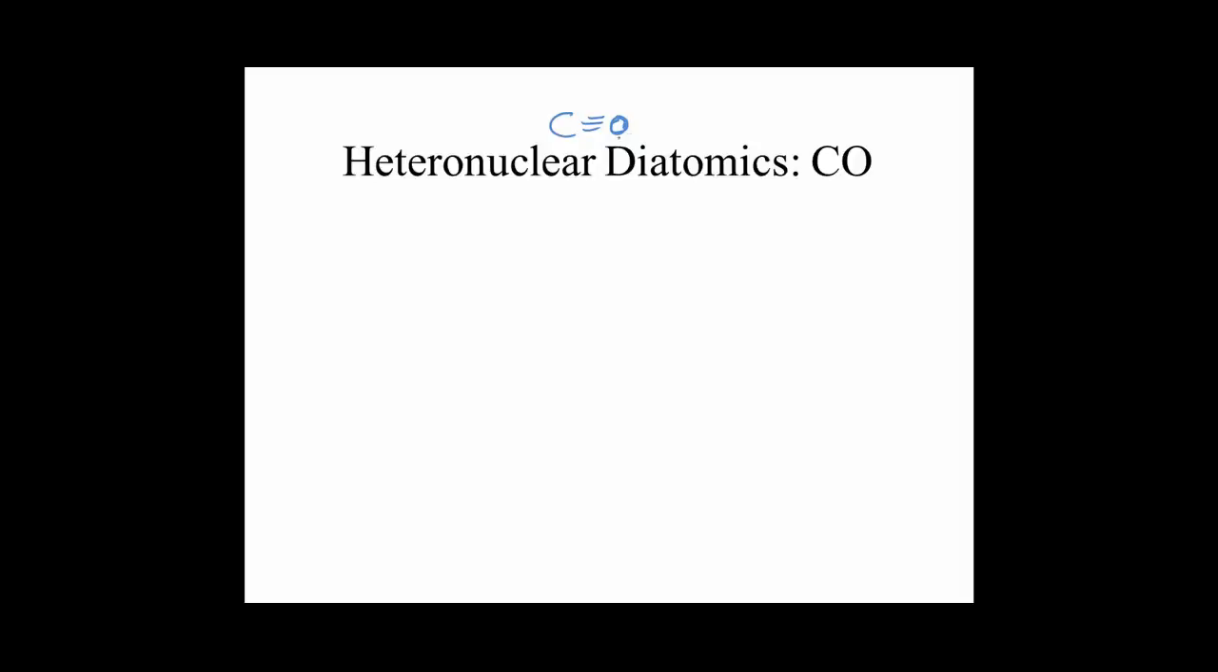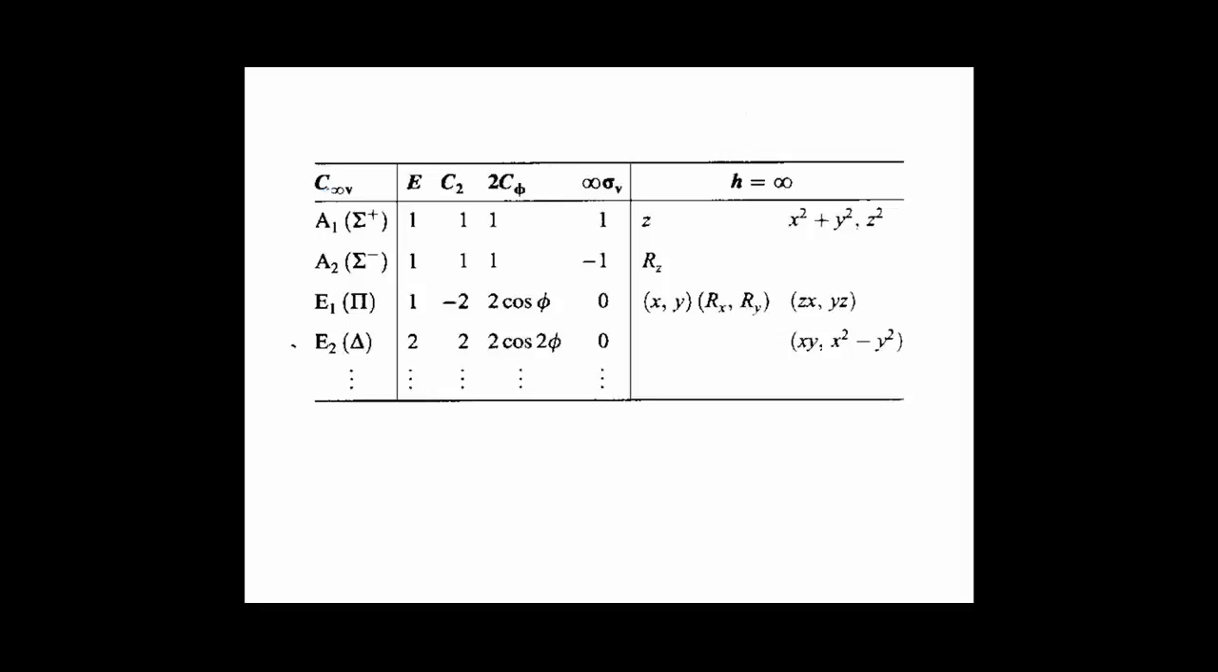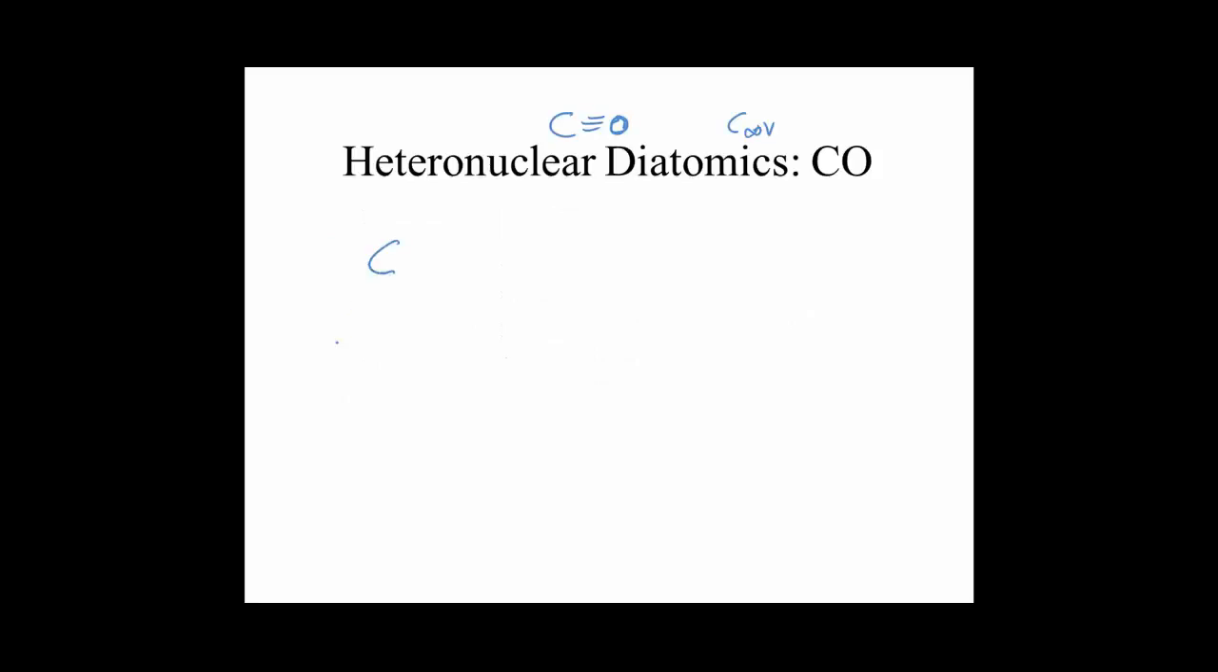Okay, so carbon monoxide is a linear molecule. It does not have a perpendicular mirror plane, so it belongs to the point group C infinity V. And so from this character table we know the s orbital will always transform as the most symmetric, sigma plus. So carbon 2s, we know the 2s is going to transform as sigma plus in the C infinity V point group.